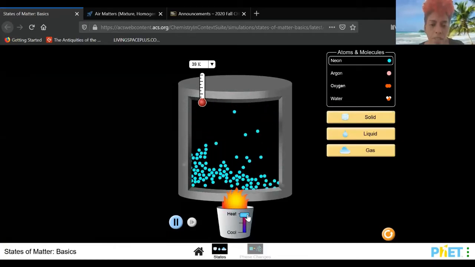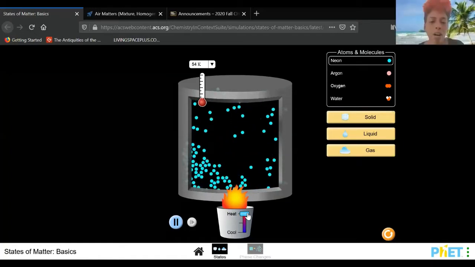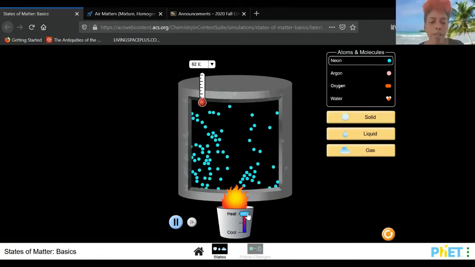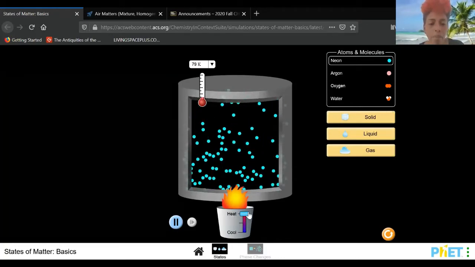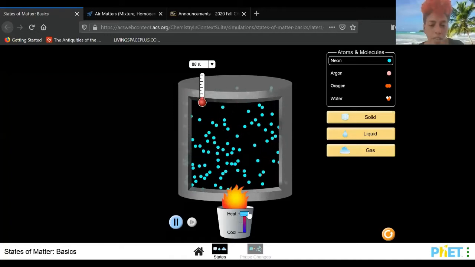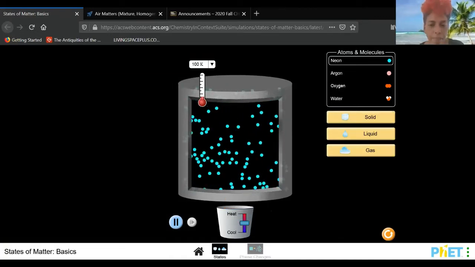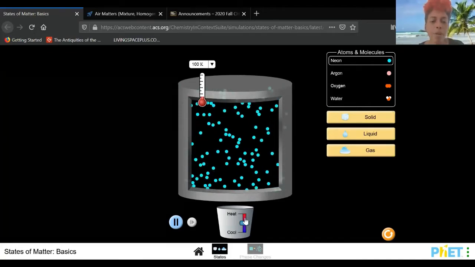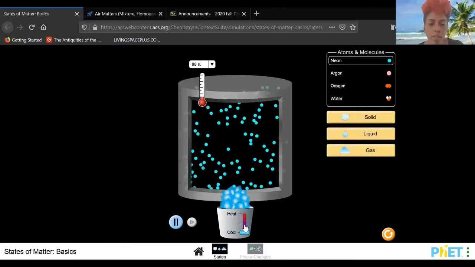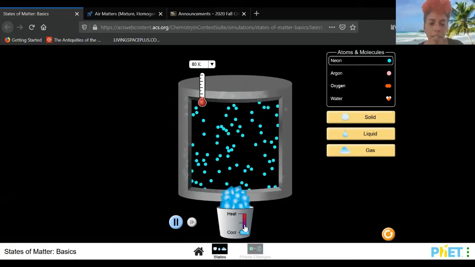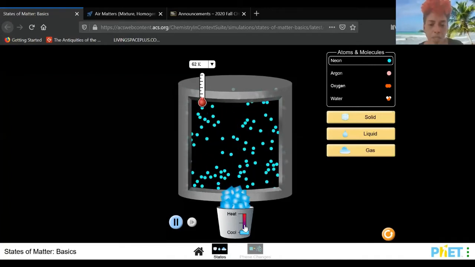That's gas. So notice that in the gas, they're all flying all around. They're all over the place, bouncing around. They have way more energy than everything else. You see that? And if we were to lower the heat, if we take away some of that energy, notice what will happen to this gas.